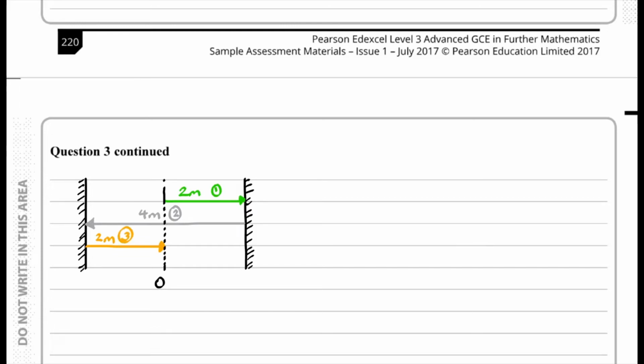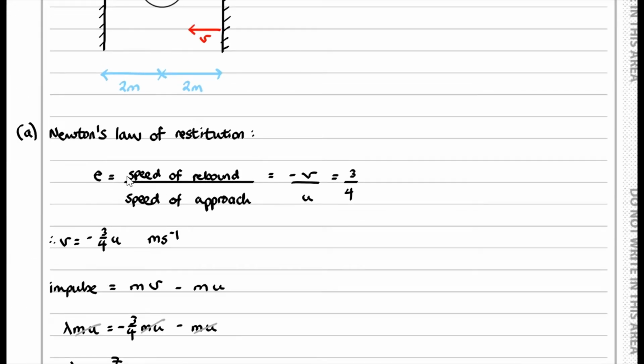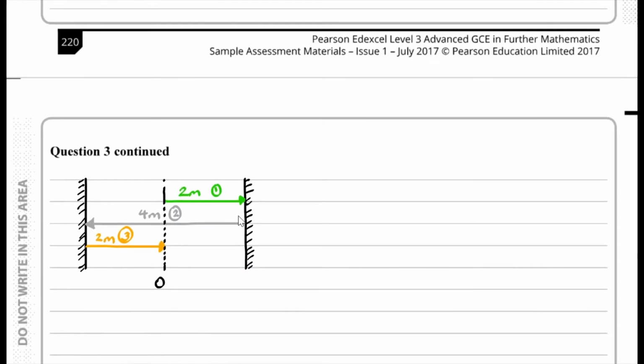That's the final thing that happens. Now, what we can do is find out the speed of the particle after the second impact. We already know that E is equal to the speed of rebound over the speed of approach. After the second impact, we can find out the speed of rebound. Essentially, we already know in the first instance it travels u meters per second.